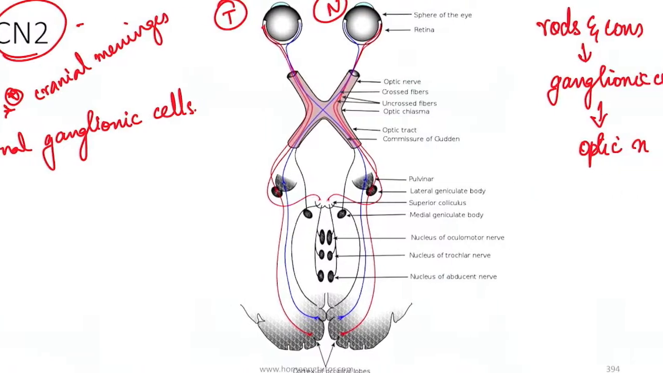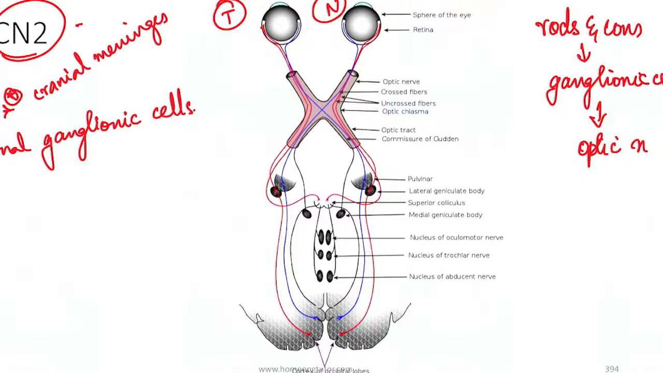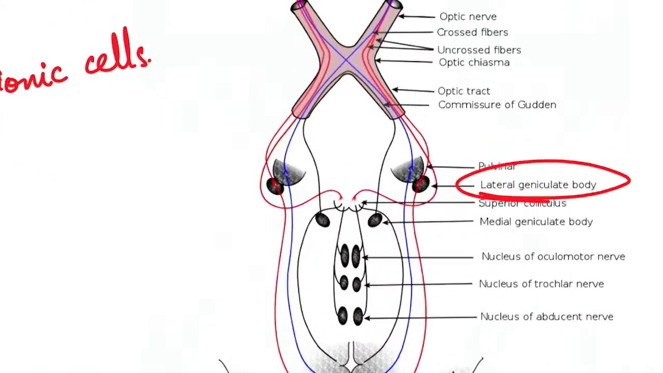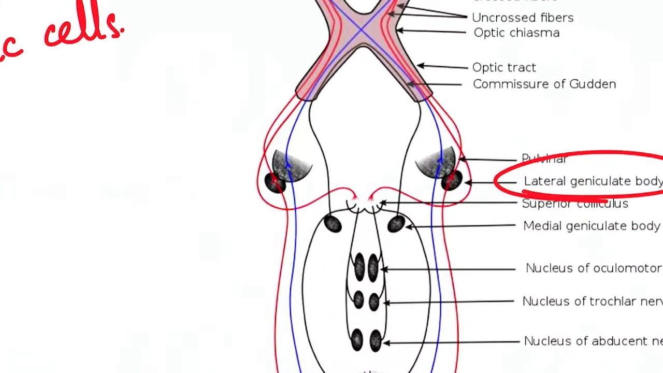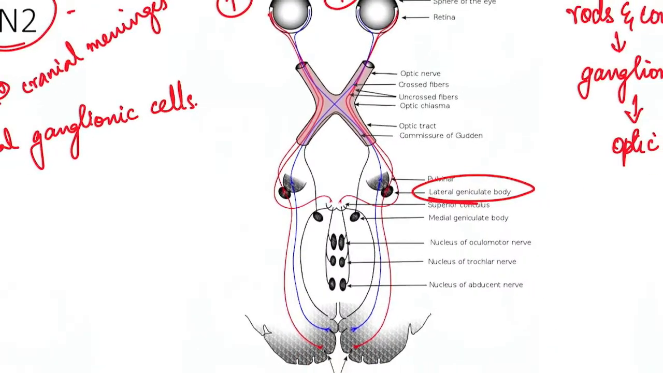Now, this optic tract will go and reach the lateral geniculate body. Okay, lateral geniculate body or lateral geniculate nucleus, which is present where? Which is present in the thalamus. Okay, this lateral geniculate body is present in the thalamus, right? So this optic tract will go and synapse in the lateral geniculate body. See, it is going and forming a synapse over here.